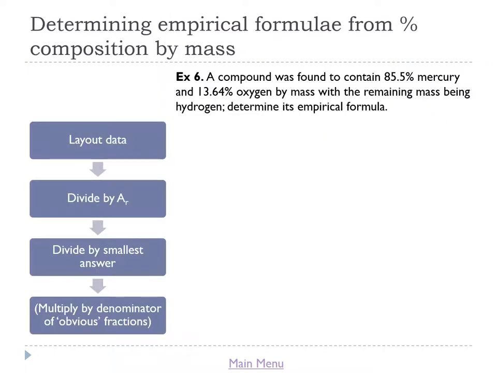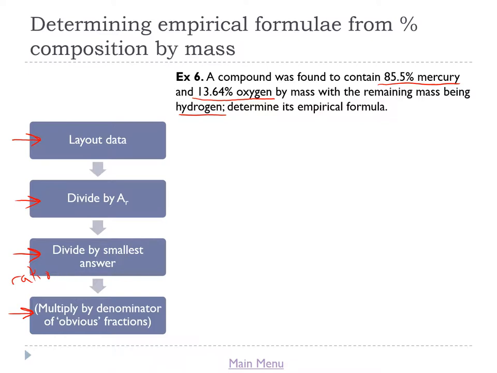Determining the empirical formula of a compound from percentage composition by mass. For example, this kind of problem. A compound was found to contain 85.5% mercury and 13.64% oxygen by mass, with the remaining mass being hydrogen. Now, to solve this kind of problem, layout is going to be super important, so I'll show you how to do that in a second. Then we're going to divide by the relative atomic mass of each element. Then we're going to divide by the smallest answer. The point of this is to get our answer into a ratio, and then we're going to multiply by the denominator of any obvious fractions. That sounds a bit cryptic. We're not going to use that on this slide, but on the next one, that is going to be relevant. So we'll come back to that.